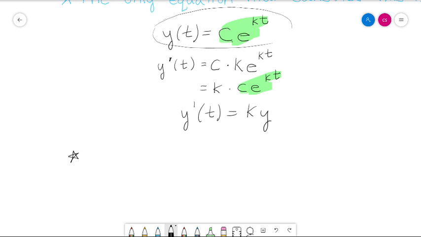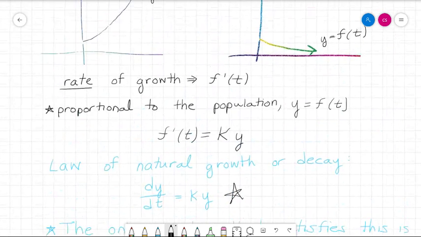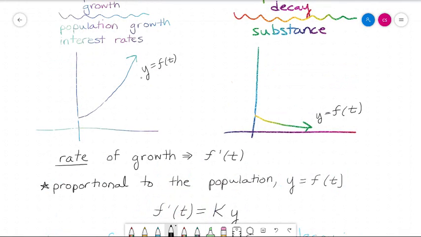Notice that's what happens if we let time equal 0. So if we let time equal 0, we get k times 0 is 0. And what's e to the 0? It's just 1. So that constant C is, remember, y represents the population. I'll go back up to our growth functions and decay functions. Y represents the population at time t.